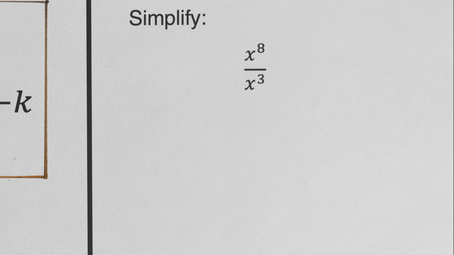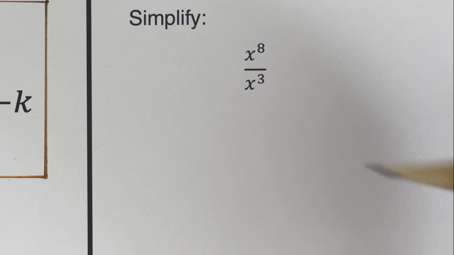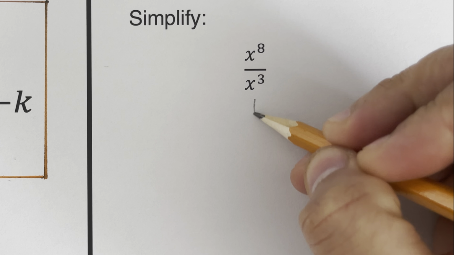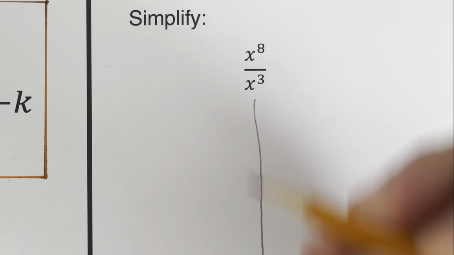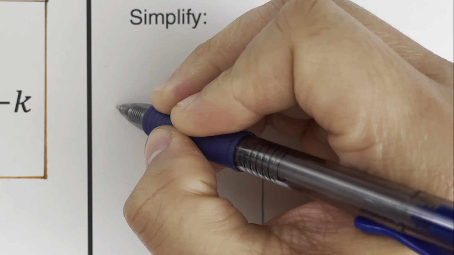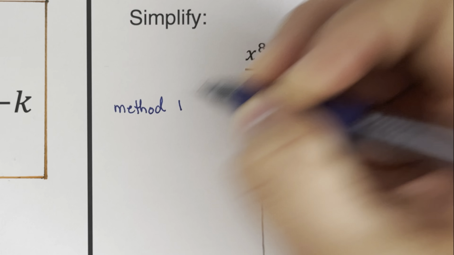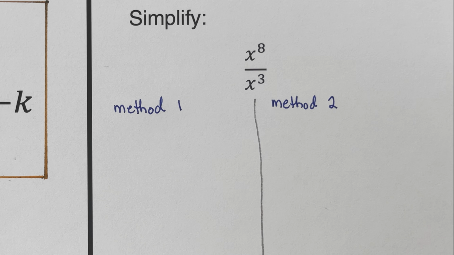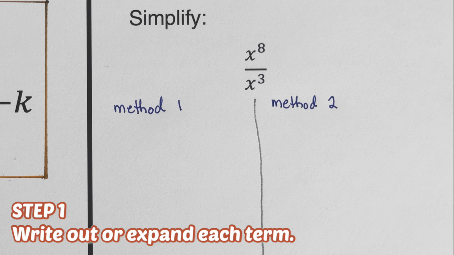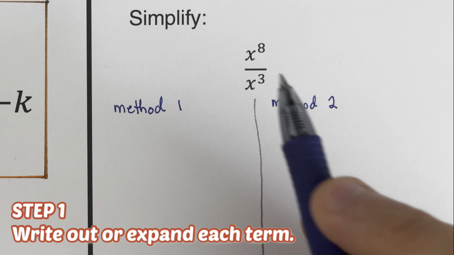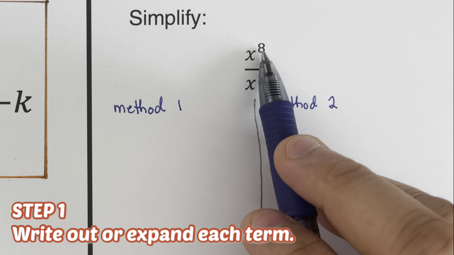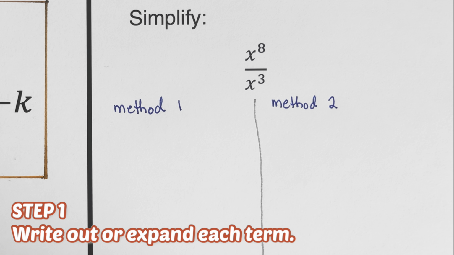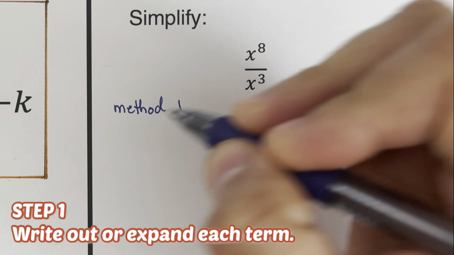There are two ways to do this, and I'm going to show these two methods of simplifying this expression that we have right here. For method 1, or the first method, the first step is to write out or expand each of the terms. In this case, this x to the power 8 means that there are 8 x's. So I'm just going to go ahead and write it out.